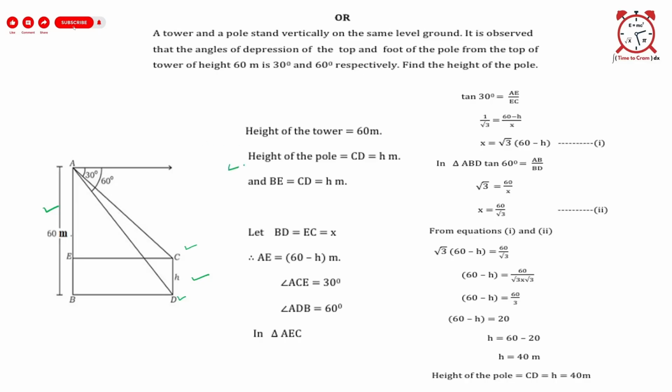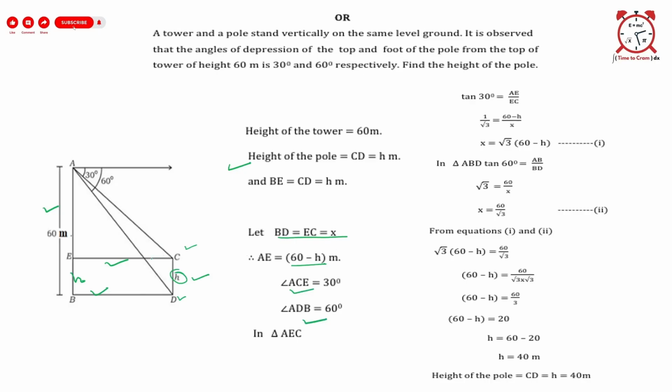So first we will write down all the values here. Then as per the given sum, BD equal to EC, we suppose x here, because by the rectangle you can see that BD equals EC equals x. Then AE equals what? 60 minus h. This h we subtract because this is also h by the rectangle. So AE equals 60 minus h meter. Angle ACE is 30 and ADB is 60. Now it is by alternate angle.